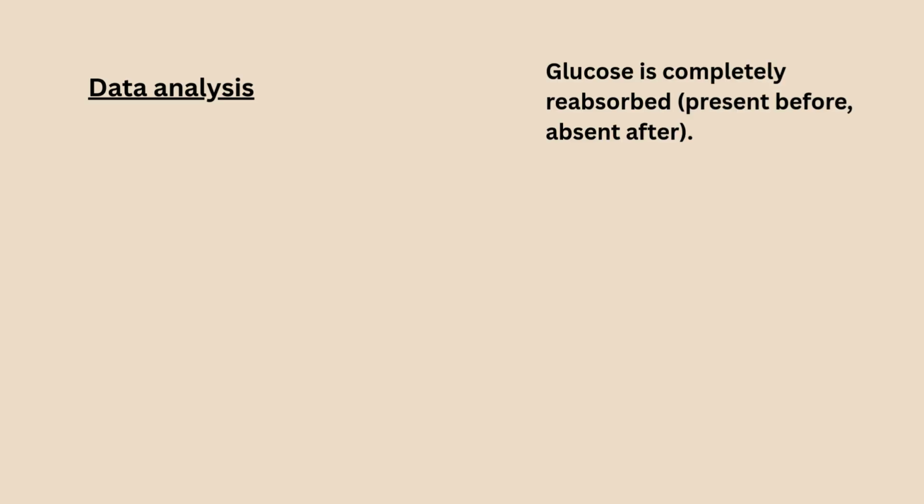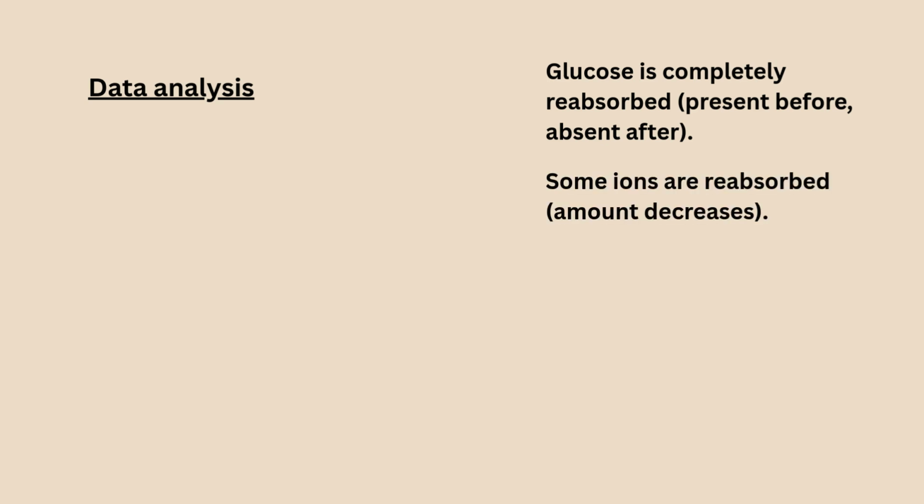You will need to analyze data on kidney function. So we have two columns for the substances: the amount in the blood before filtration and the amount in the urine after filtration. And we can see the glucose has gone from 90 to 0, and this means the glucose was completely reabsorbed. So it was present before filtration, but it's absent after, which means that all of the glucose has been reabsorbed back into the blood.